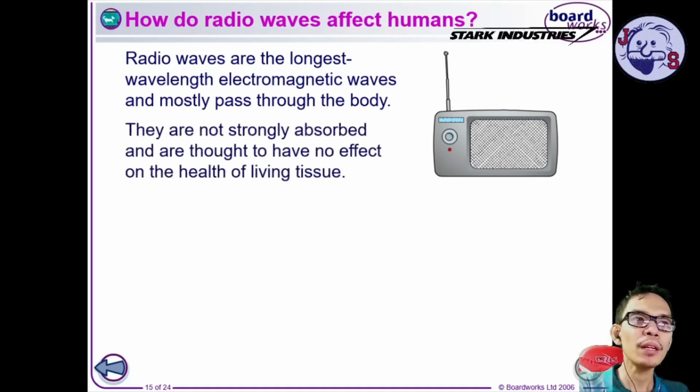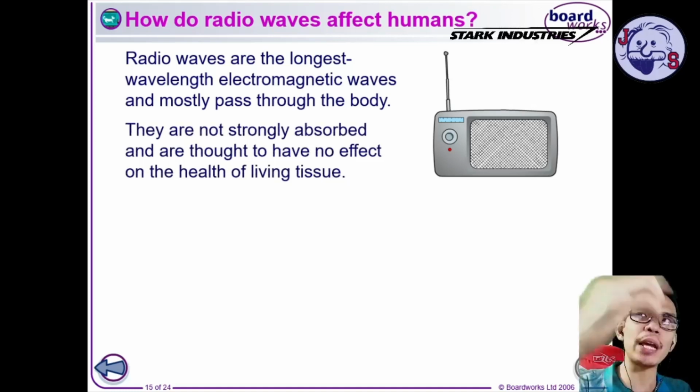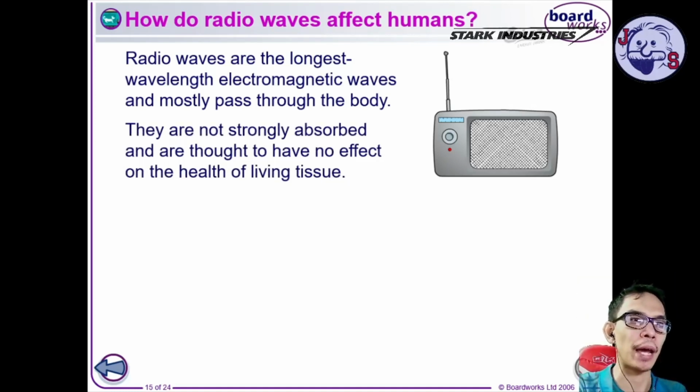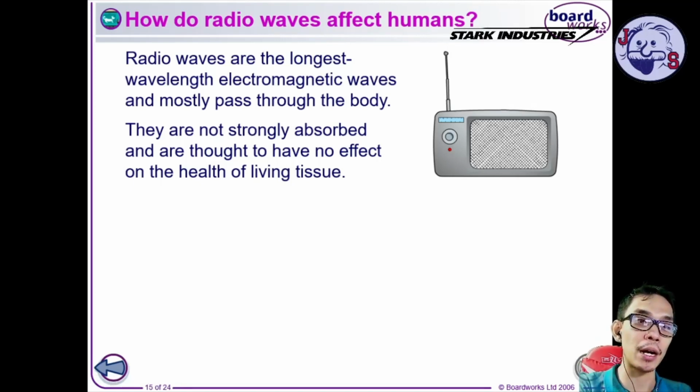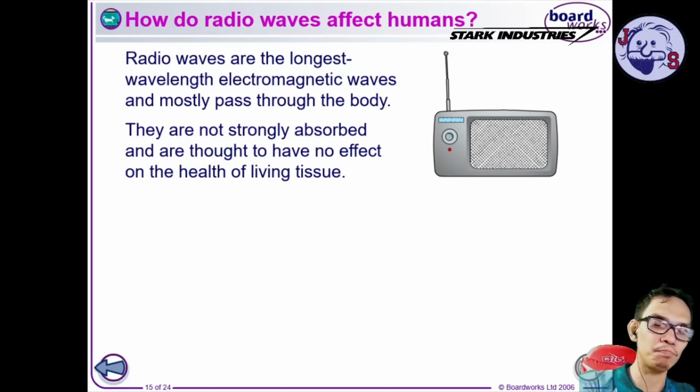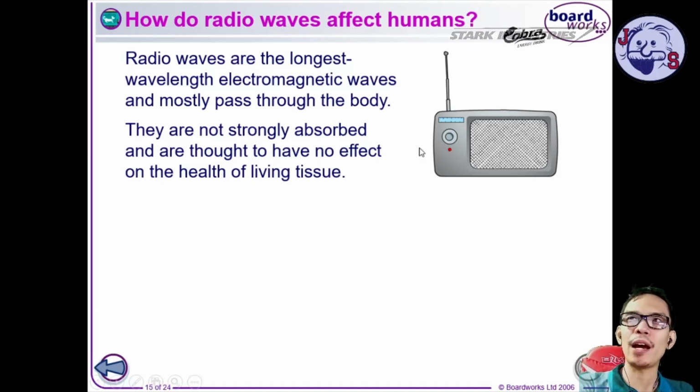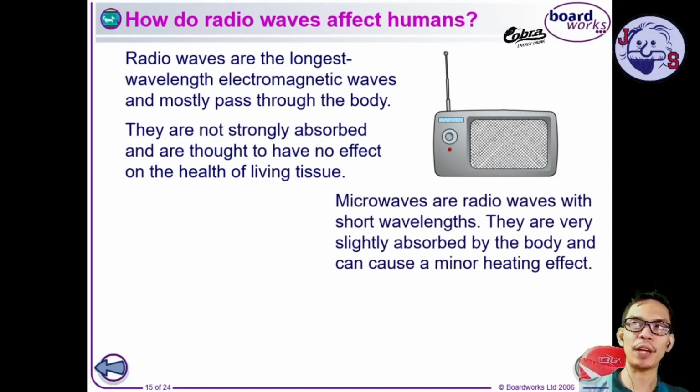Also, these radio waves are not absorbed by the body. They always pass through our body but are not absorbed. So in short, radio waves have no adverse effect on our body. They don't damage our DNA, and they don't kill any cells. So radio waves are less hazardous in terms of the amount of energy that they have.